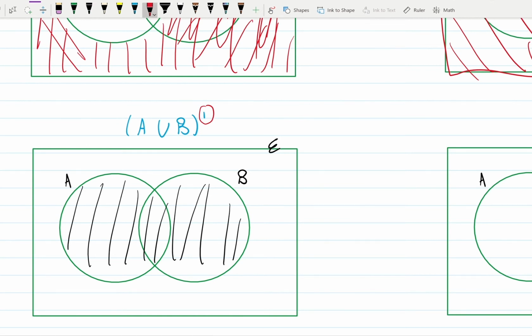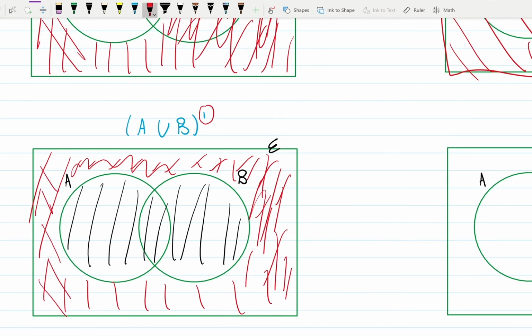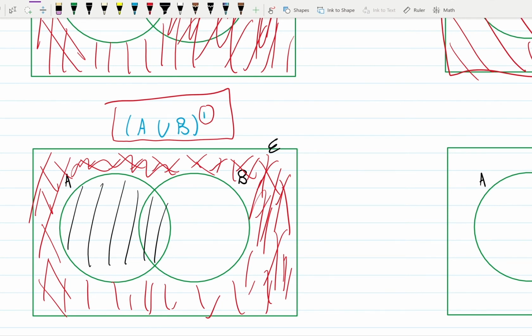So that means our complement would have to be everything in red. Because if we're looking at A union B, that means the complement is going to be everything outside of A union B. And this red region is really what this set here is describing. It's describing the red region. So let me just erase these black lines. So if we look at it, all this is saying is telling us we're going to look at A union B, and now we're going to shade everything outside of A union B.